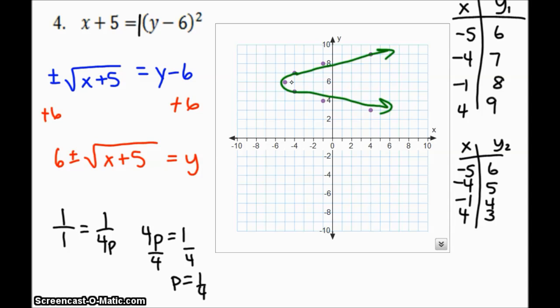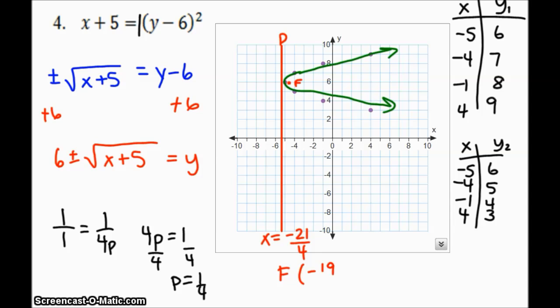Which means our focus will move to the right 1/4, and our directrix will be a line directly 1/4 to the left of the vertex. So, as you can see there, that little dot there would be my focus, and that would be my directrix. So the directrix would be x equals -21/4, while the focus was -19/4, 6.